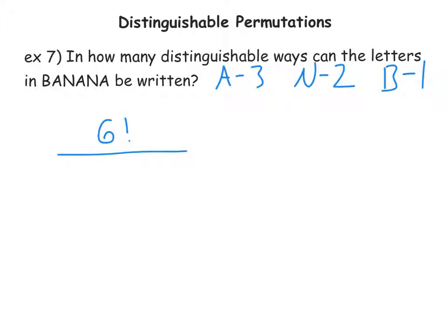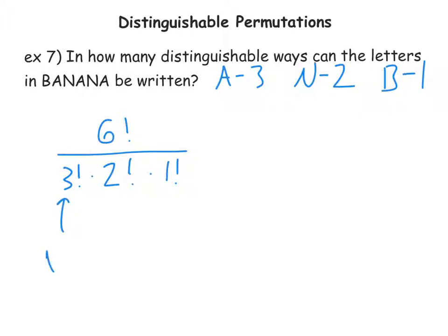Except, I got to factor in now that these A's, I can't tell them apart. You know, I'm not going to have like A sub 1, A sub 2, A sub 3. If I did that, now they're distinguishable and I could tell them apart. But if I don't do that, I can't tell the difference. So down on the bottom, for my A's, I need a 3 factorial. For my N's, I have 2 of those that I can't tell apart. I need a 2 factorial. If you just have one of a certain type of element, it fits the formula. For the B's, you could put 1 factorial. But that's good to have in your notes.